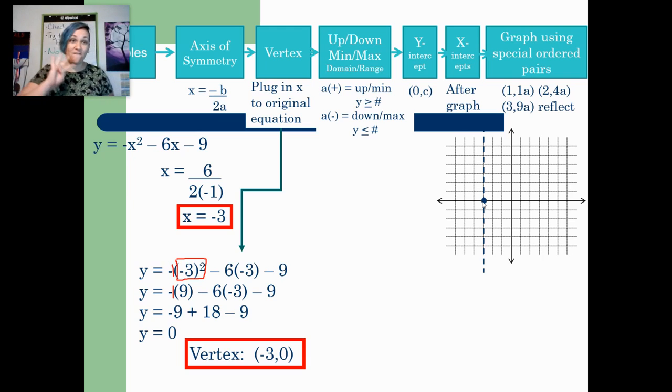Okay, I now have 4 answers really quickly. I need to first notice that my a is a negative number. It's negative 1. That means this is opening down, which means it has a highest point or a maximum. My domain is always all real numbers. And then for the range, since it's opening down, I'm going to do less than or equal to, and I'm going to use this number 0 for my vertex.